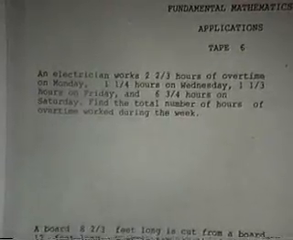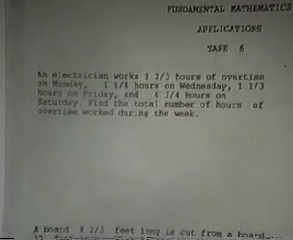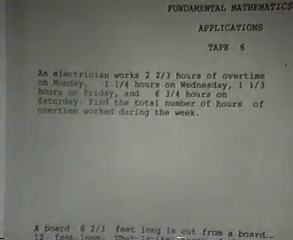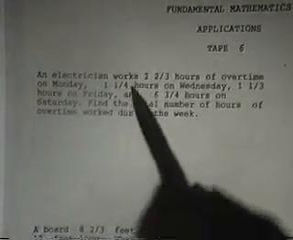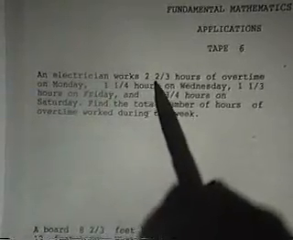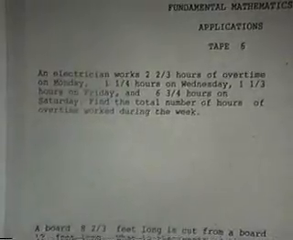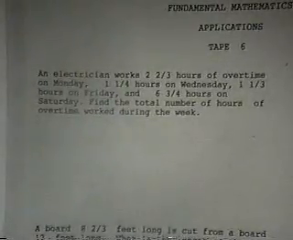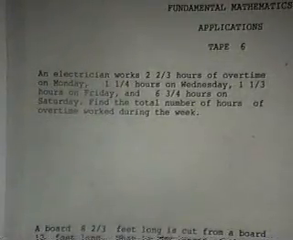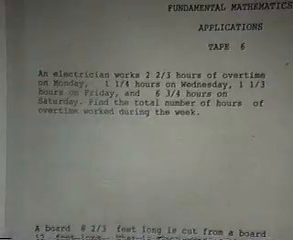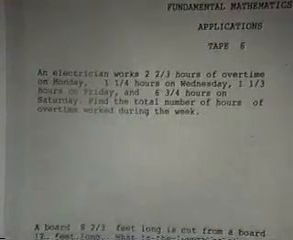The electrician works 2 2/3 hours of overtime on Monday, 1 1/4 hour. Well, wait a minute. What you need to understand is you're going to see fractions written like this quite often on the computer and in the present day world in a lot of printouts. So we need to get used to reading it this way rather than having the fractions where the 2 is directly over the 3.